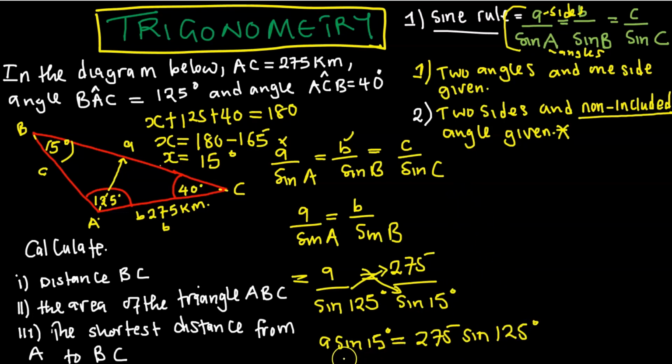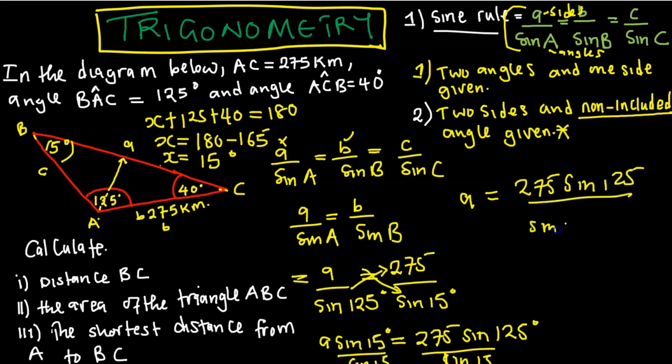Now, what are you going to do? At this particular point, you are going to divide both sides by sine 15. And now you are going to have A equals 275 sine 125 divided by sine 15 degrees. Now, don't cancel out sine, and then remain with 275 multiplied by 125, then divide by 15. No, you are going to punch on the calculator 275 sine 125 divide sine 15.